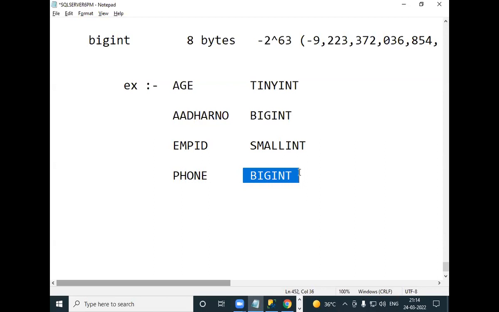That's why if anything is numeric, better don't use character or varchar, because char and varchar take more memory than integer types. Understood or not?